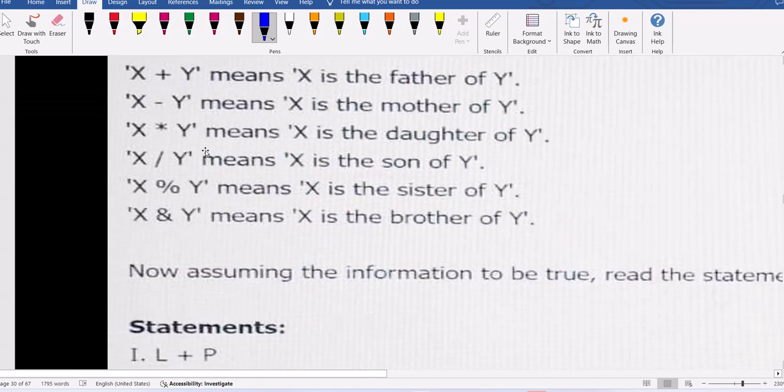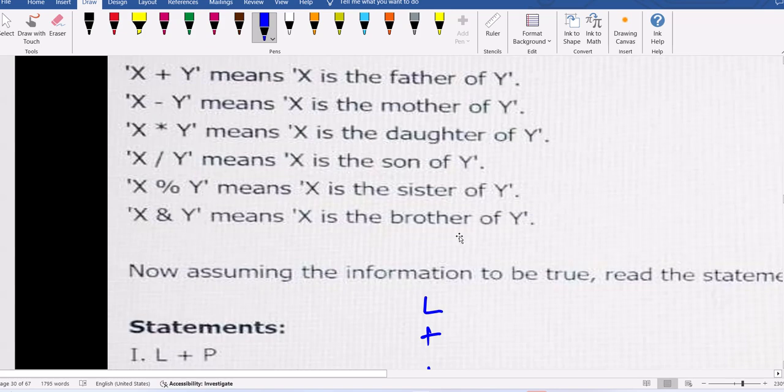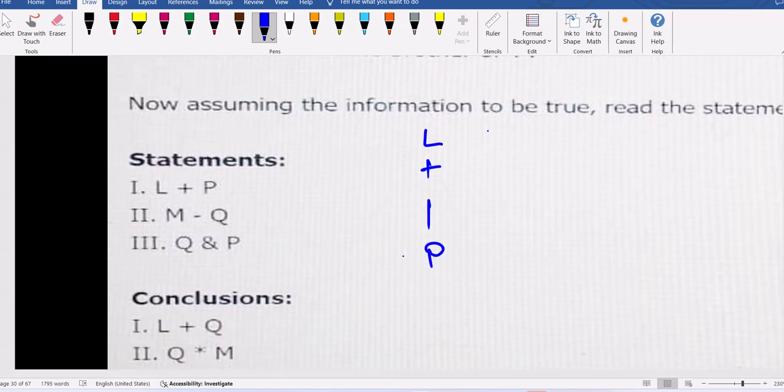Here, the symbols mean blood relation. You draw the diagram. Plus means father. L plus P: L is father of P. M minus Q. First take Q and P, because how M and Q are related we don't know. Q and P means Q is brother of P.